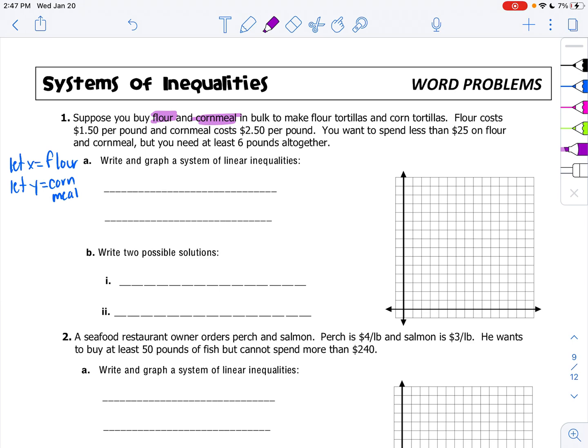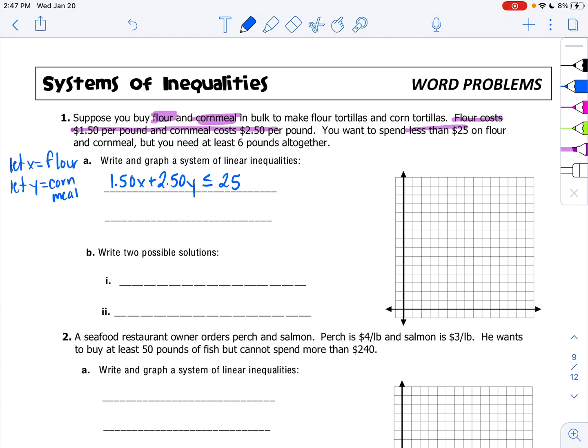Our second sentence says that flour costs $1.50 per pound and cornmeal $2.50, and you want to spend less than $25. So we can put this together as an inequality that says $1.50x, because x is our flour and that's how much a pound of flour costs, plus $2.50y is less than or equal to 25, because you want to spend less than $25. You can spend 25 or anything less than that.